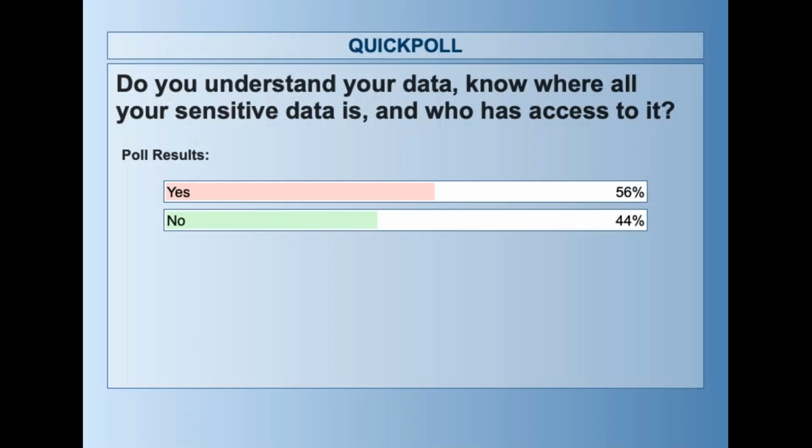56 versus 44. Do you understand your data? No, where all your sensitive data is and who has access to it. Well, if you want to know more, that's absolutely where you can have a chat to us as well.